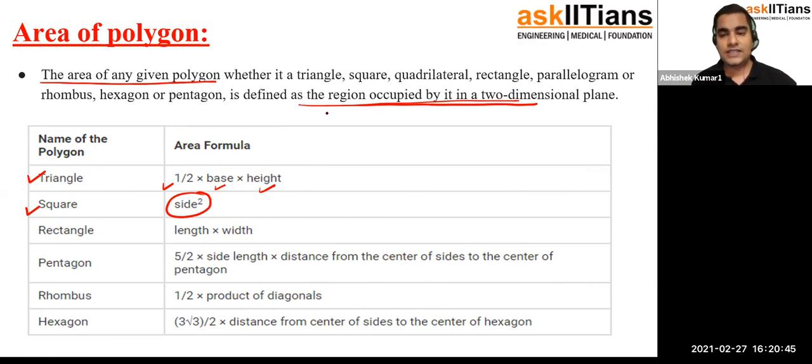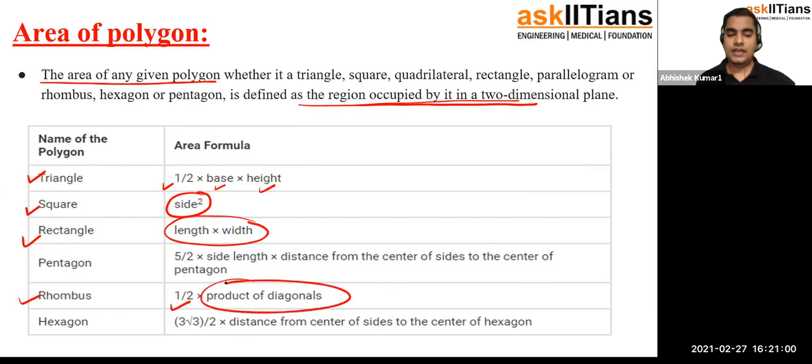If you talk about a square, we studied this yesterday in the last session, that the area of a square is always given by side square. If you are talking about a rectangle, it is always given by length into breadth or width. If you talk about a rhombus, we studied in today's session that the area of a rhombus is always given by 1 by 2 into the product of diagonals. Clear? And these two points are given from the point of view of competitive examinations. If you can remember them, well and good. If you cannot, no need to worry.